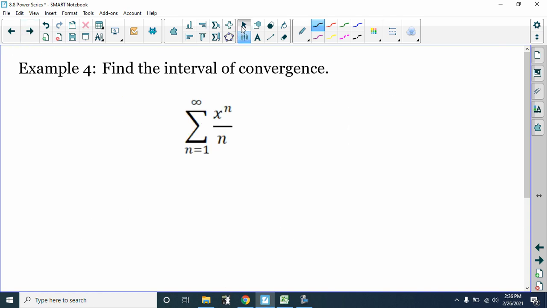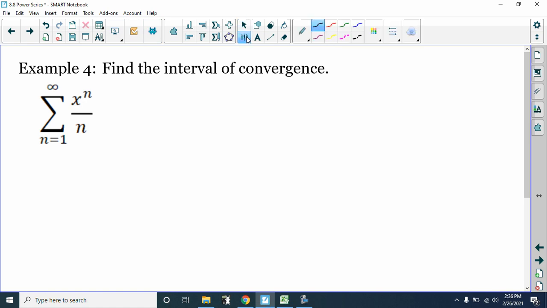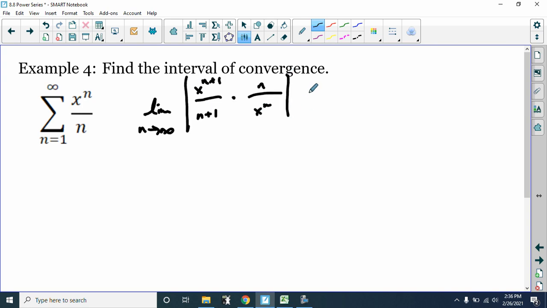Let's try another one. They'll get progressively a little more complicated as we go here. The sum as n goes from 1 to infinity of x to the n over n. Find the interval of convergence. We will always use the ratio test when we're looking for the interval of convergence. We want the limit as n goes to infinity of a sub n plus 1 divided by a sub n, multiplied by the reciprocal, to be less than 1.